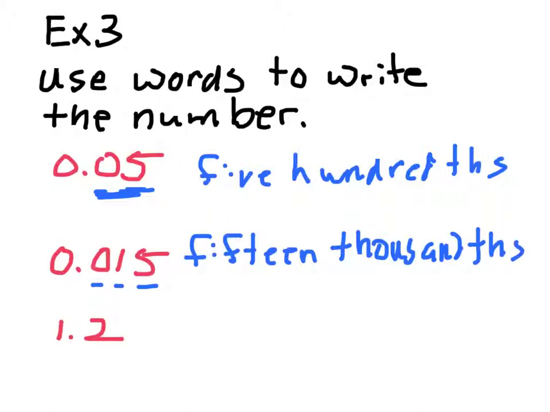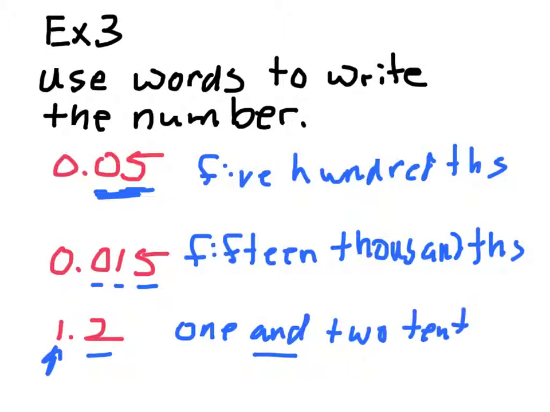Now the third one's a little different because you actually have a number other than 0 in front of the decimal point. You got a 1. Now the decimal point you would read as and. So the right way to read this decimal would be 1 and, because the decimal point I would refer to as and, then the 2 is in the tenths. So 1 and 2 tenths. THS at the end, noting that that 2 is to the right of the decimal point.